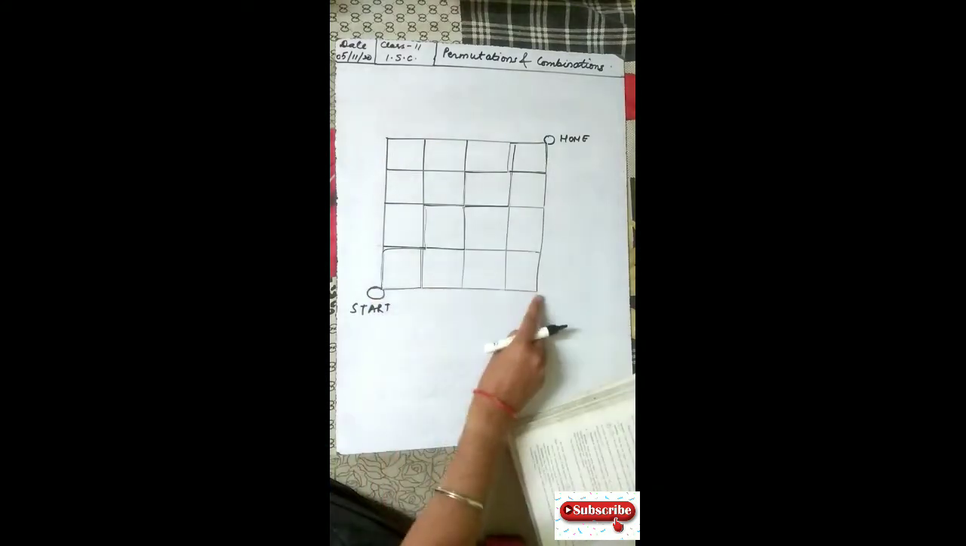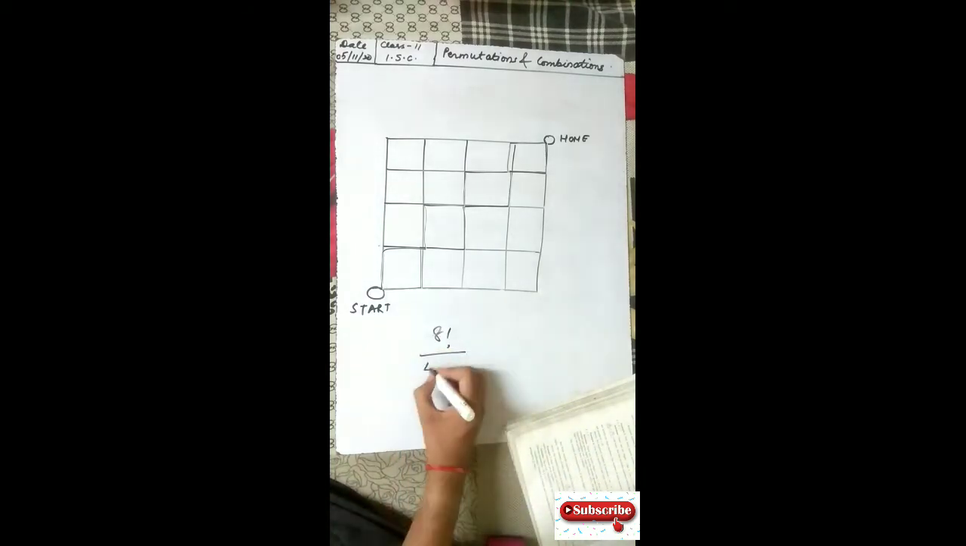Are you understanding? No matter whatever path I choose, I have to take a total of 8 steps, and from those 8 steps, 4 will definitely be right steps and 4 will be upward steps. So this is 8 factorial upon 4 factorial into 4 factorial.